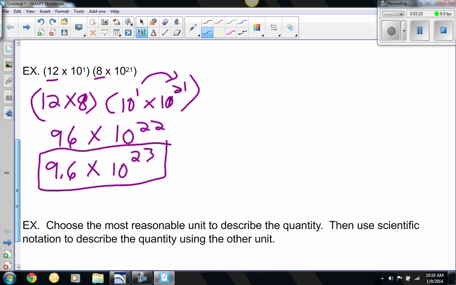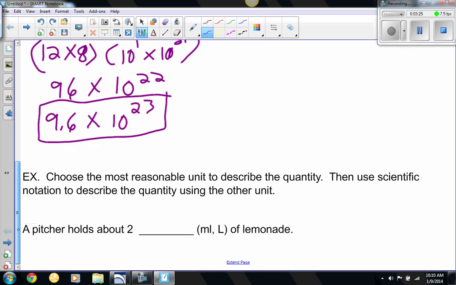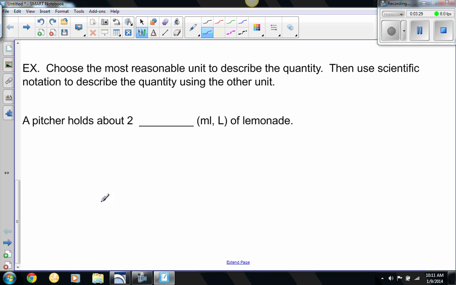So then we have one more type of problem here to do, and to be able to do this we need to remember something. Kiloliter, hectoliter, decaliter, liter, deciliter, centiliter, milliliter. We're going to need to remember that this is the order to be able to do this next part.